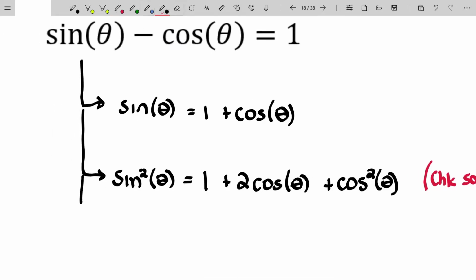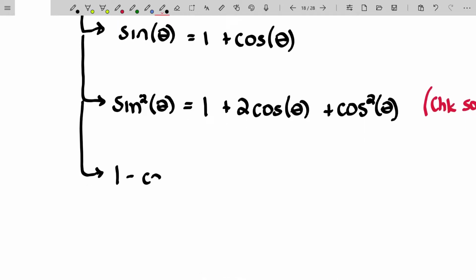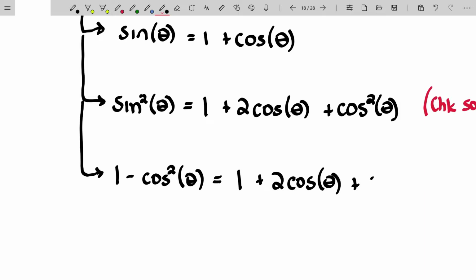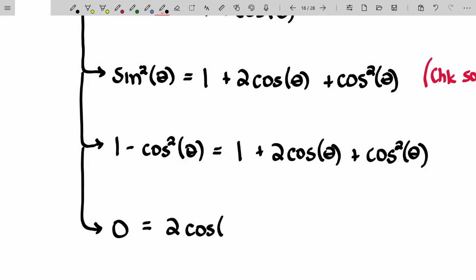I'm going to take that last step, and I'm going to use the fact that sine squared is 1 minus cosine squared to rewrite that. So 1 plus 2 cosine, and then plus cosine squared. And now I will just go ahead and add cosine squared to both sides and subtract 1 from both sides. And I'll get 0 is equal to 2 cosine of theta plus 2 cosine squared of theta.